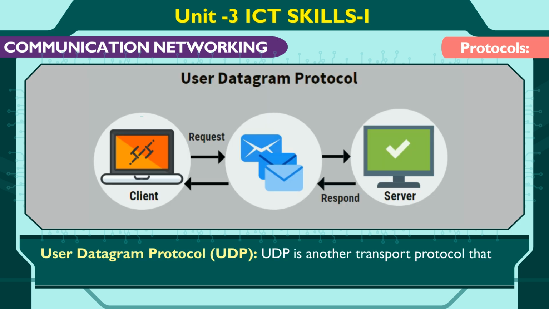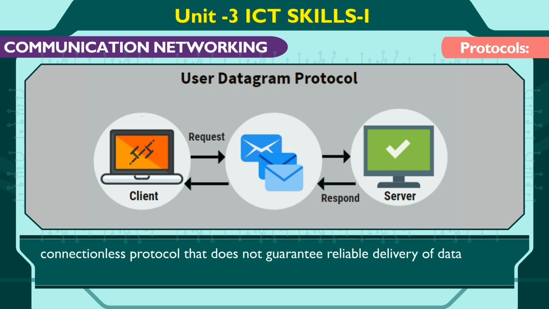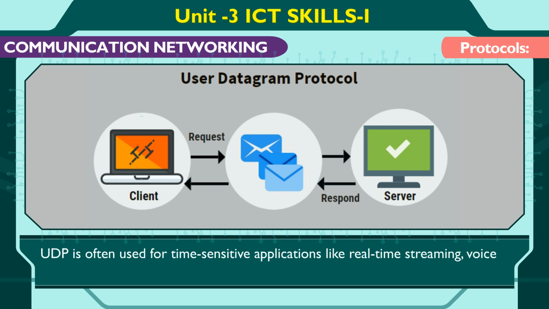User Datagram Protocol (UDP). UDP is another transport protocol that operates at a lower level than TCP. It is a simpler, connectionless protocol that does not guarantee reliable delivery of data packets. UDP is often used for time-sensitive applications like real-time streaming, voice-over IP (VoIP), and online gaming.